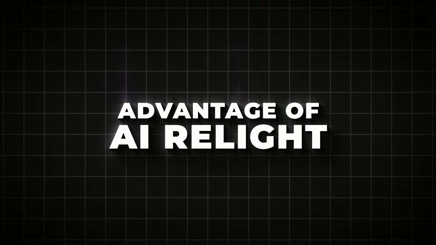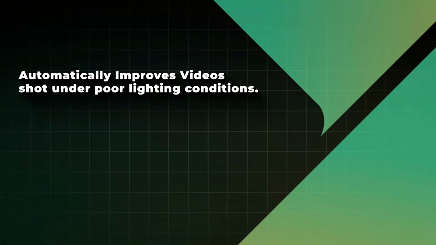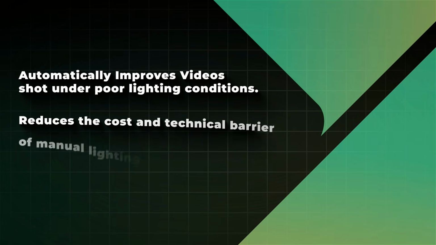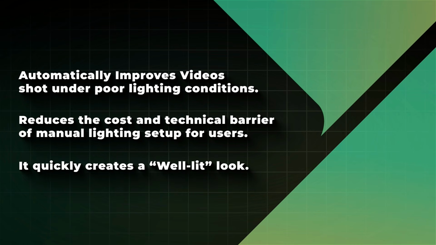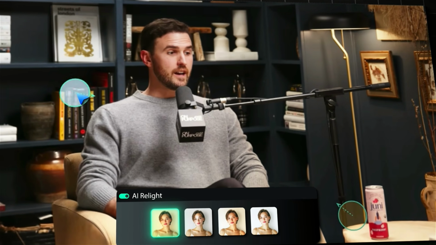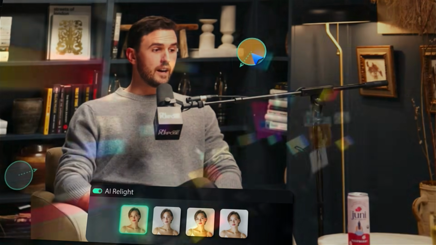Advantages of AI Relight. Automatically improves videos shot under poor lighting conditions. Reduces the cost and technical barrier of manual lighting setup for users. It quickly creates a well-lit look. With Relight in Filmora 15, lighting mistakes don't stop your creativity. Fix your footage, save time, and keep creating.